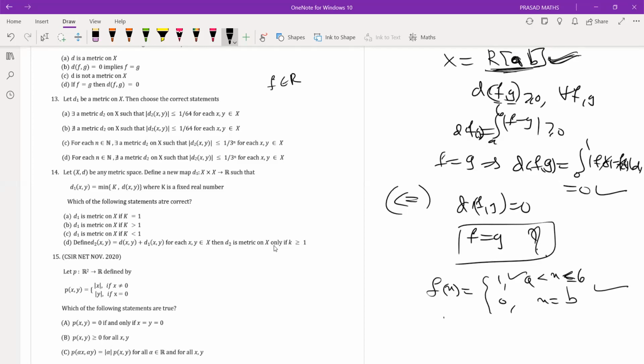There is a standard result: f is Riemann integrable if f is discontinuous at finitely many points. When you go through real analysis, you know this argument. Discontinuous at finitely many points.